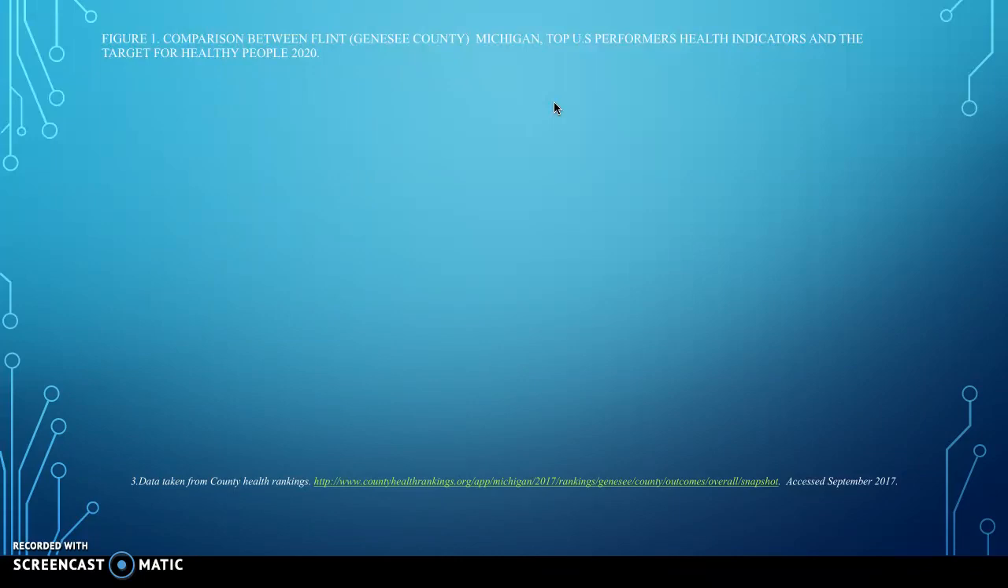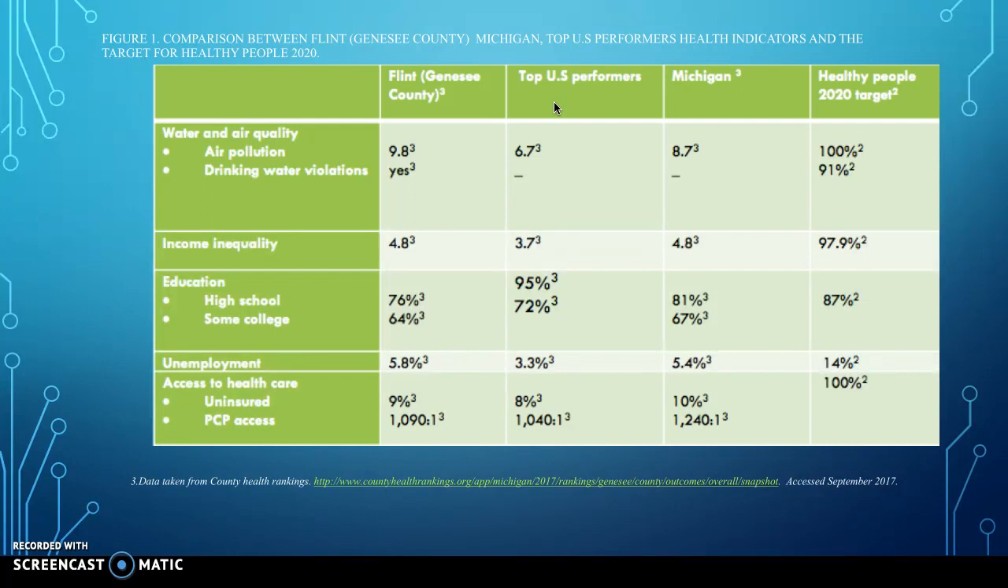So, going forward to the health indicators of the community. What do we need to compare between Flint, top U.S. performance, Michigan, and our target in 2020? Regarding water and air pollution, it is the highest in Flint, higher than Michigan and top U.S. performers, and we want 100% clean air. That's very difficult to achieve, but we have to reach that target by 2020.